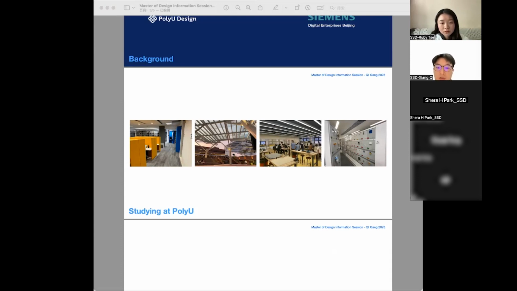PolyU has good support, such as the school's labs, facilities, and others. PolyU has a lot of different majors like the business school and engineering school, so there are a lot of opportunities to experience different knowledge and interdisciplinary collaboration. And I wanted to study in Hong Kong, which means I can link Milan and other areas. That's why I chose PolyU.